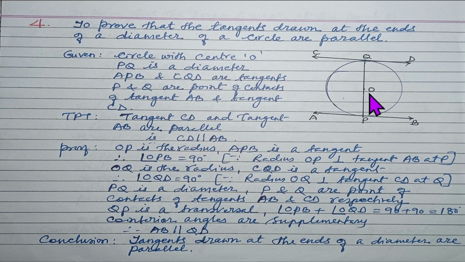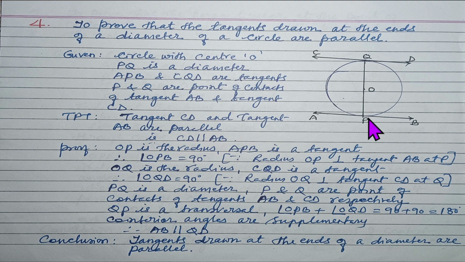We are given a circle with center O, PQ is the diameter, and APB and CQD are the tangents, and P and Q are the points of contact of the two tangents. Now we have to prove that tangent CD and tangent AB are parallel, or rather we have to prove that CD is parallel to AB. Now CD will be parallel to AB if the co-interior angles are supplementary, taking PQ as transversal. So let us understand that.